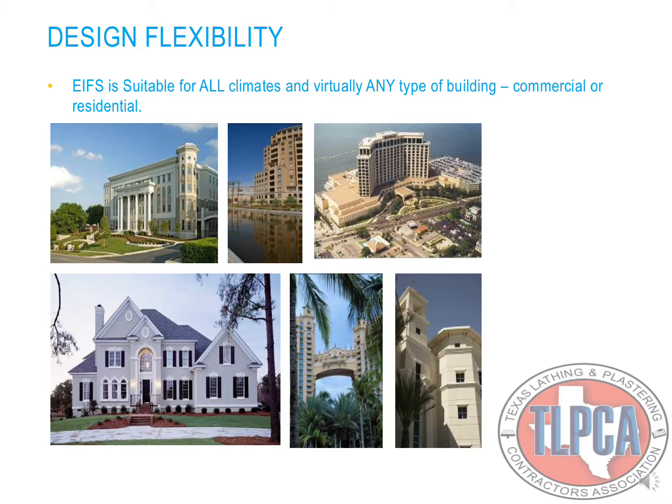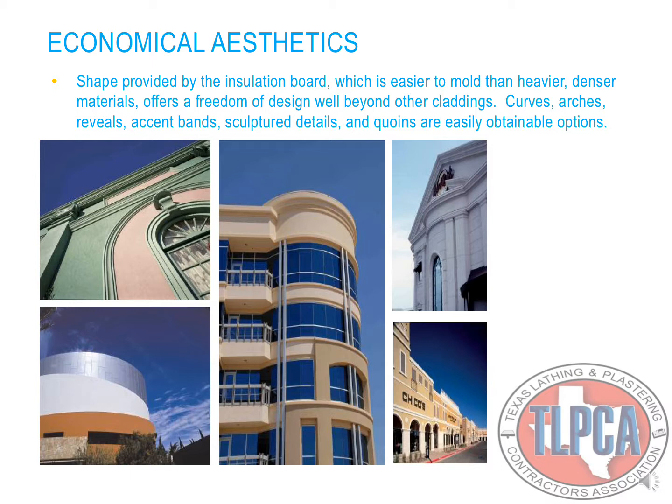EIFS offers a wide variety of design flexibility and is suitable for all climates and virtually any type of building. This includes commercial or residential. EIFS can achieve almost unlimited economical aesthetics. Shape provided by the insulation board, which is easier to mold than heavier, denser materials, offers a freedom of design well beyond other cladding. Curves, arches, reveals, accent bands, sculptured details, and quoins are all easily obtainable options.